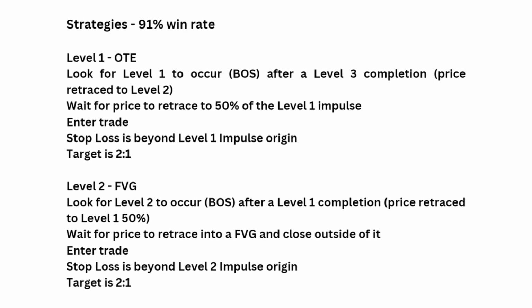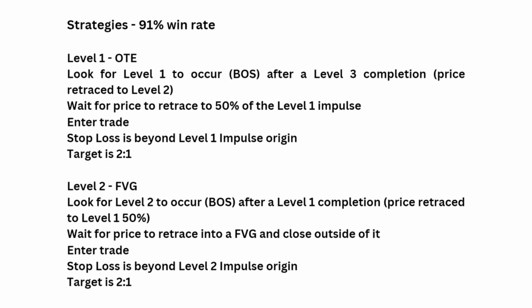These strategies have around a 90% win rate. To trade level 1, use an optimal trade entry. Look for level 1 to occur with a break of structure after a level 3 completion, which means price has retraced to the previous level 2. Wait for price to retrace to the 50% of the level 1 impulse. Then enter your trade. Place your stop loss beyond the level 1 impulse origin. Your target is a 2-to-1 reward to risk.